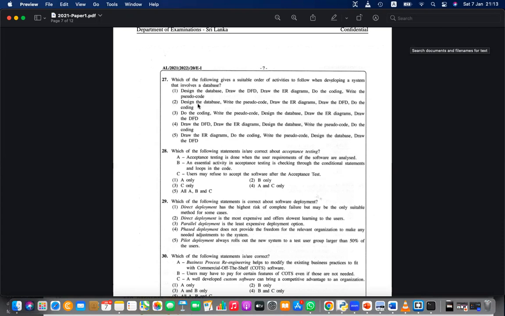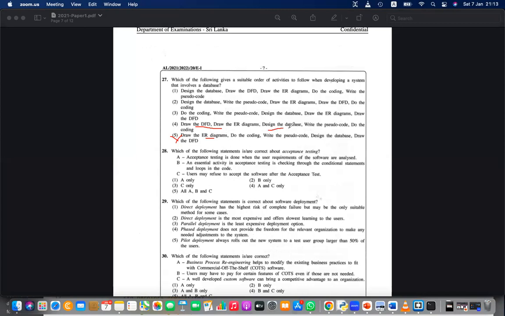Diagram in part should come first. Design, do the coding. Draw ER diagrams. DFDs should also come, right? Both can be created. So with the ER, both DFD, so number 5 is wrong because ER and DFD should be drawn quickly. Draw DFD, draw ER. This is okay. This can be interchanged. ER first, then DFD, it is okay.